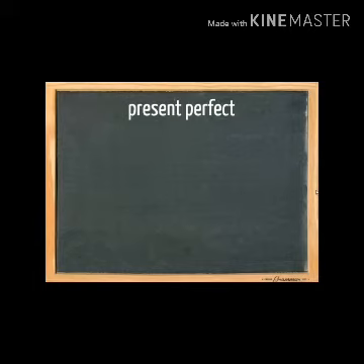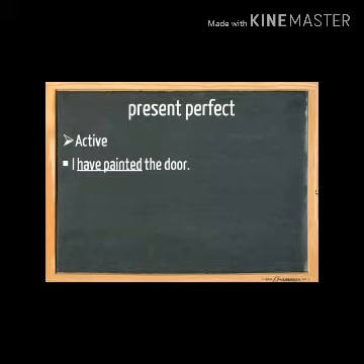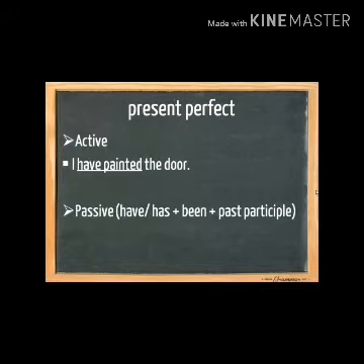Now let's have a look at a present perfect. An active present perfect is I have painted the door. So we're going to change it into a present perfect passive. Remember, the door has to become the subject. So a passive is made with have or has, and then a form of to be. And since it's a perfect here, we need to use the perfect form of the verb to be.